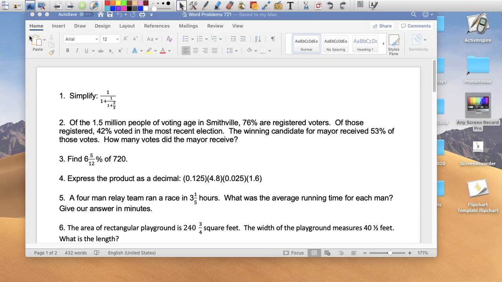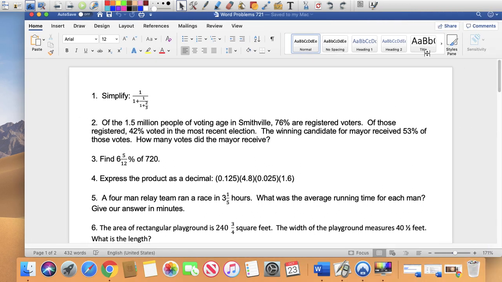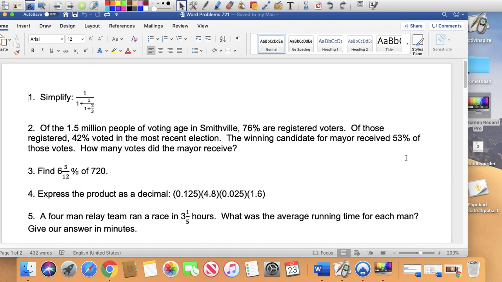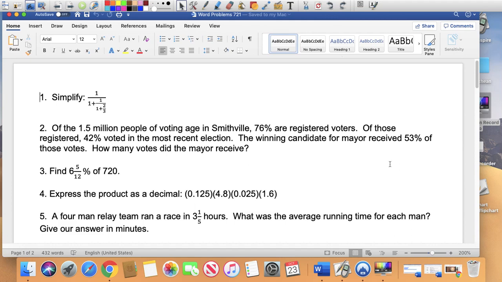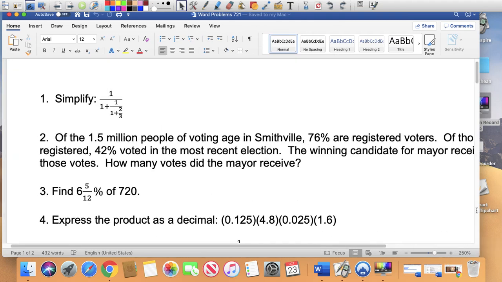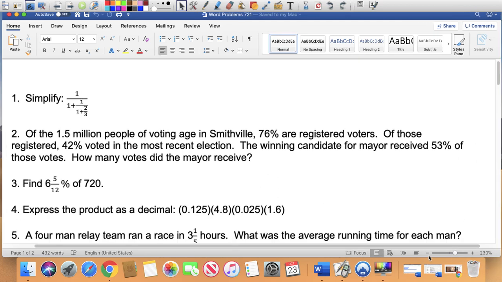Okay, 721. Let's start with the first problem. It would be nice if I put my glasses on, but I don't know where they are. All right, so make this a little bigger so I can see. All right, not that big. All right, so here we go.